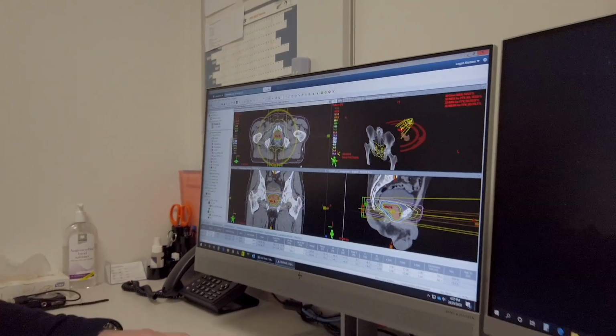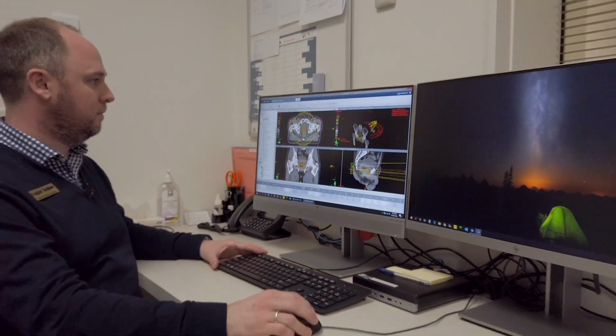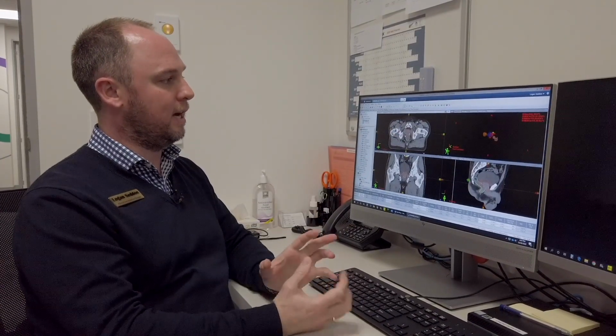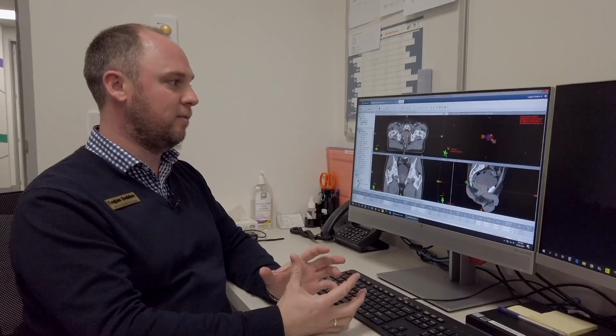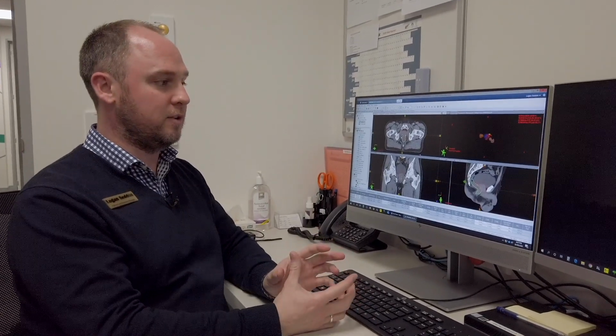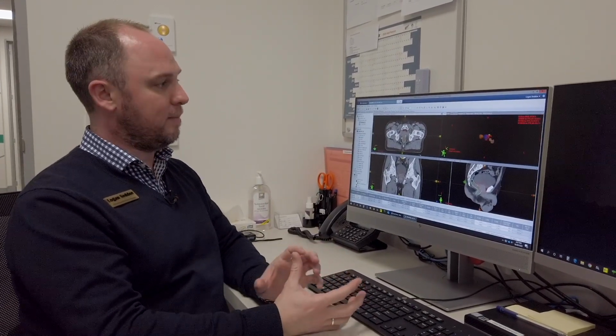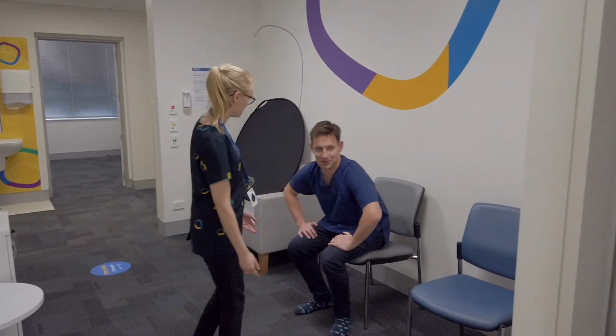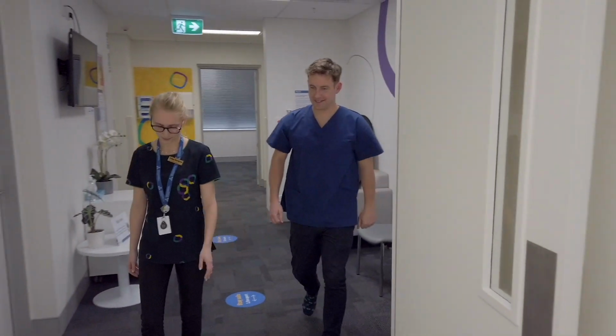The next step in the process is the radiation treatment planning. The doctor outlines on the CT scan where they would like to deliver the treatment, and the radiation therapist comes along and plans the radiation treatment to deliver the dose to the tumour, but minimise the dose delivered to the other surrounding normal tissue. The third step in the process is the radiation treatment delivery.